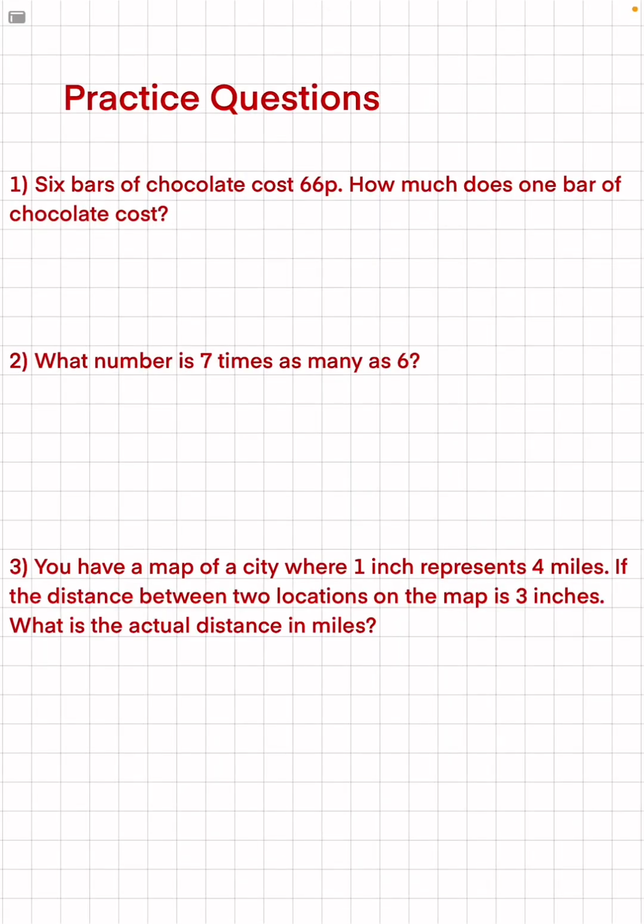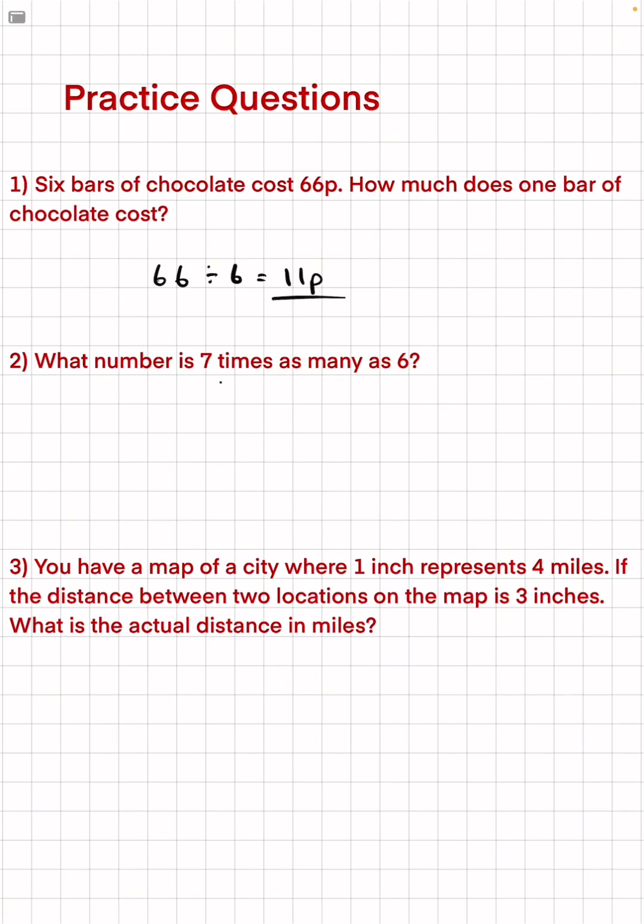Here are some practice questions for you to try. Press pause and have a go at them, and when you're ready for the answers, press play. Question 1 says 6 bars of chocolate cost 66 pence. How much does 1 bar of chocolate cost? To find out what 1 bar costs, we need to do 66 divided by 6, which equals 11 pence. So 1 bar of chocolate costs 11 pence.